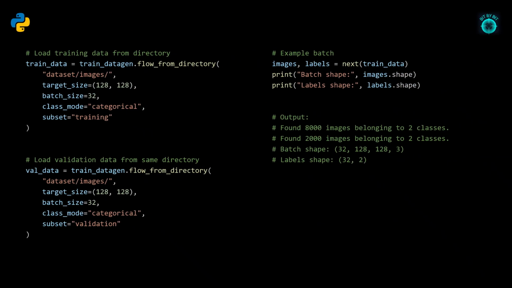Next, we use flow_from_directory to load training and validation data. It automatically reads images, groups them into batches, and applies augmentations on the fly. Finally, we print the batch shape and label shape to confirm that everything works correctly. At this point, the pipeline is ready to feed into a model.